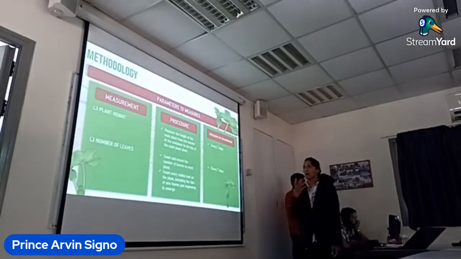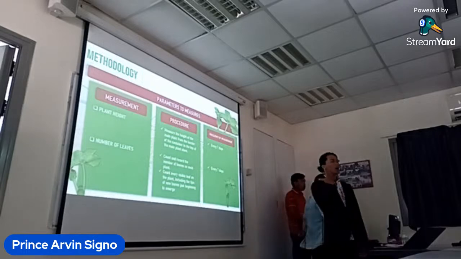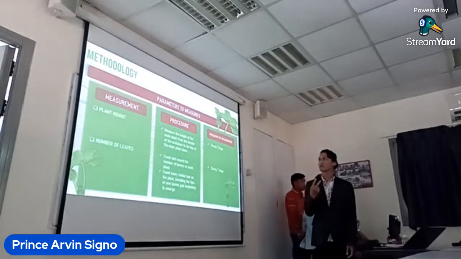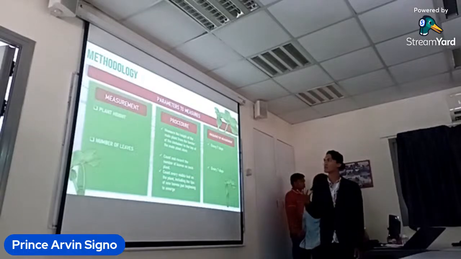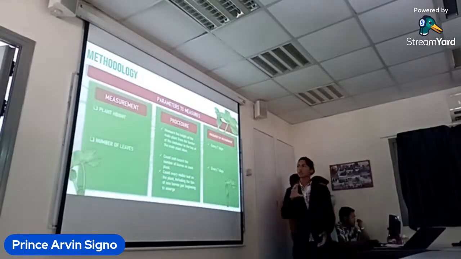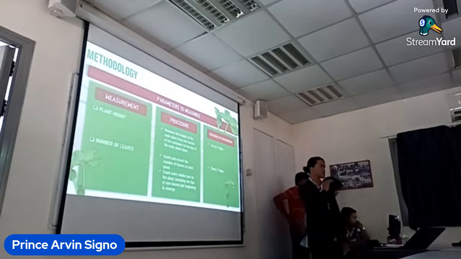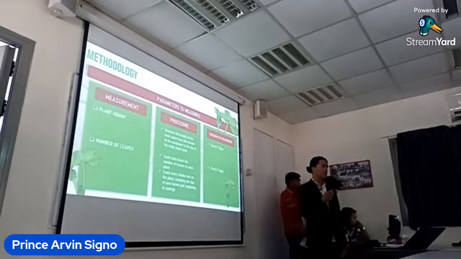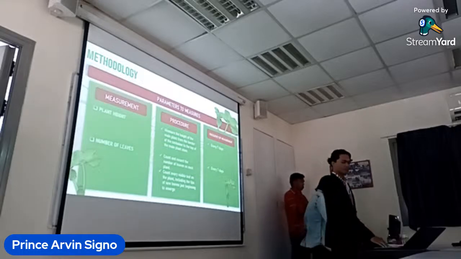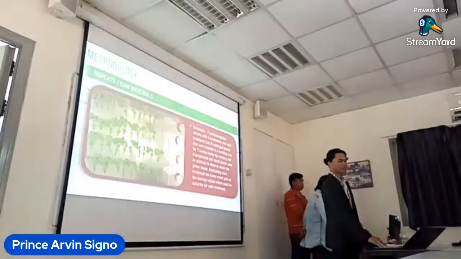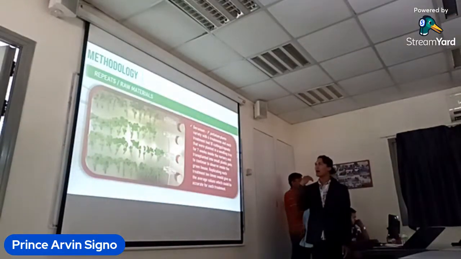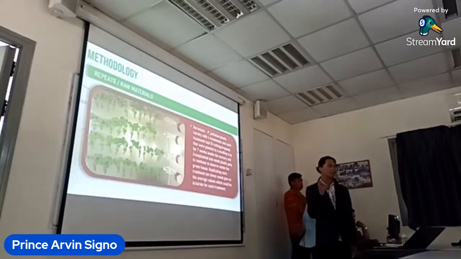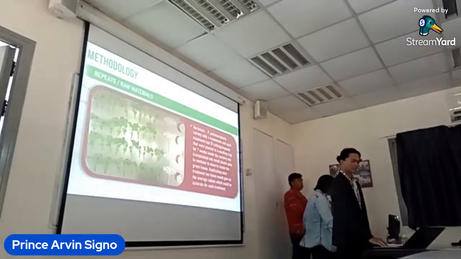Here are the parameters to measure. We use two types of parameters: plant height and number of leaves. The procedure was we measure the plant height using centimeters, and we count the number of leaves every 7 days. In each treatment, we have 10 replicates and we have 4 treatments.